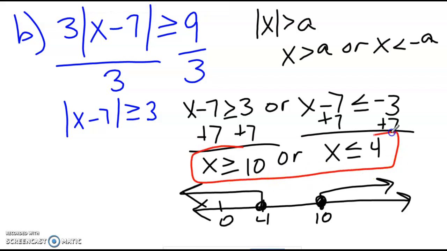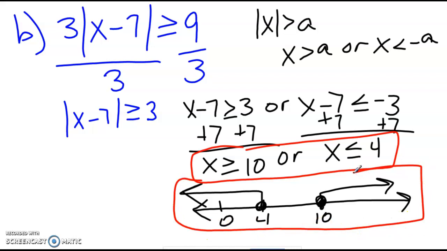This is the inequality we would write. This is the graph. How would we write this in interval notation now? How would we write those two? Basically, it's 2 separate graphs. How would we write those? 2 different interval notations.